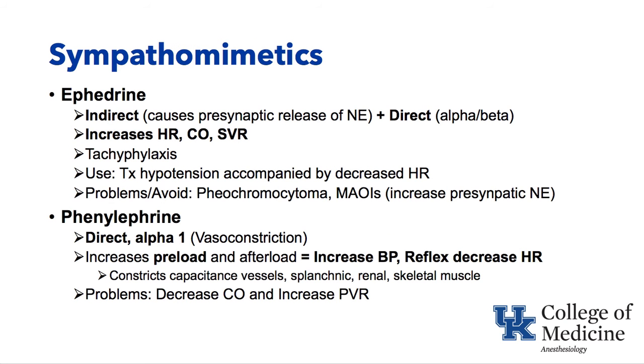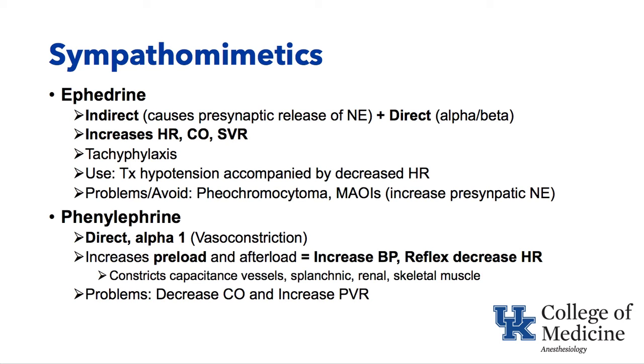Let's look at some sympathomimetics next. Ephedrine is a commonly used medication in the operating room when a patient is hypotensive and bradycardic. Ephedrine has both an indirect and a direct effect. Its indirect effect is to cause presynaptic release of norepinephrine. Remember that norepinephrine has both alpha and beta-1 effects. Its direct effect is on the alpha and beta receptors themselves, causing an agonistic effect.